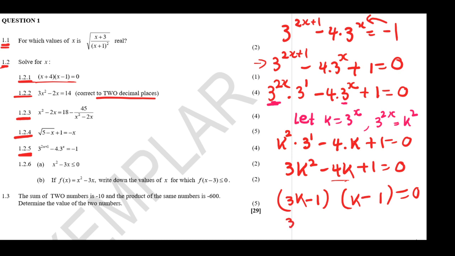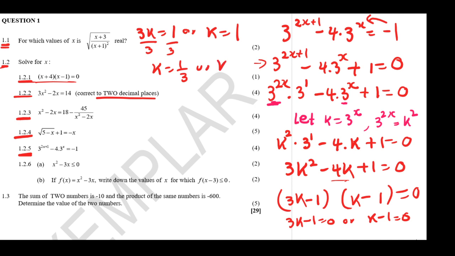And then 3k minus 1 is equals to 0, or k minus 1 is equals to 0, right? Let me write the solution here. So it's 3k is equals to 1, or k is equals to 1. And then here we're just going to divide by 3, and then k is equals to 1 over 3, or k is equals to 1.